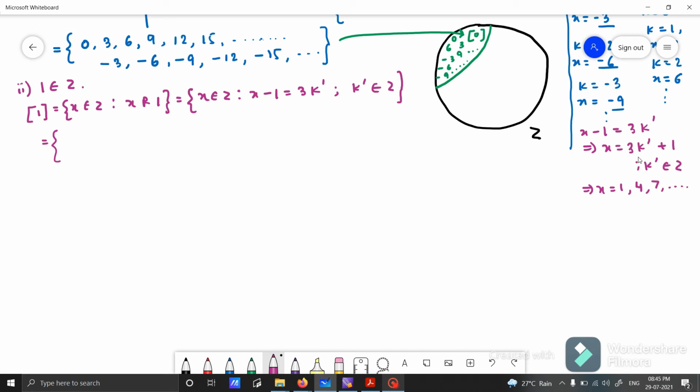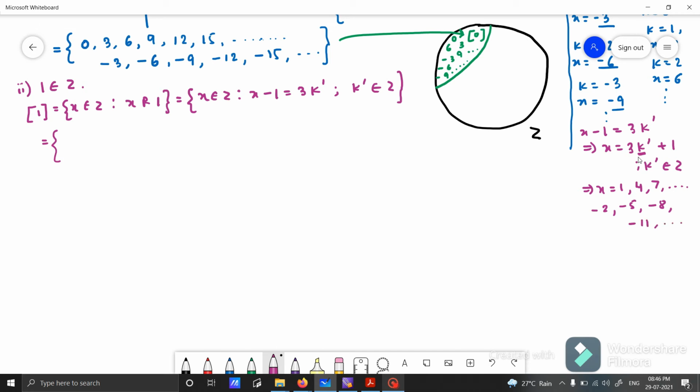Now let's see what happens if we give negative values to k dash. So suppose k dash is minus 1. So if you put minus 1 here, this is minus 3 plus 1 is minus 2. So minus 2 will be here, one element. Now suppose k dash is minus 2. So 3 into minus 2, minus 6 plus 1, minus 5. And here also you can see this is the pattern. Minus 2 minus 3 is minus 5, minus 5 minus 3, so that will be minus 8, minus 8 minus 3, minus 11, and so on.